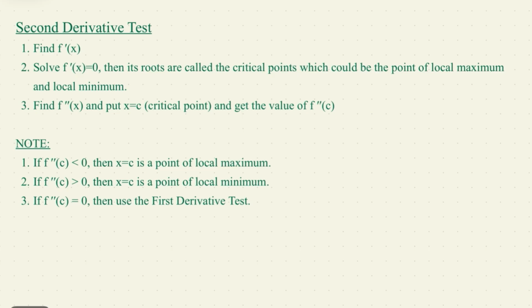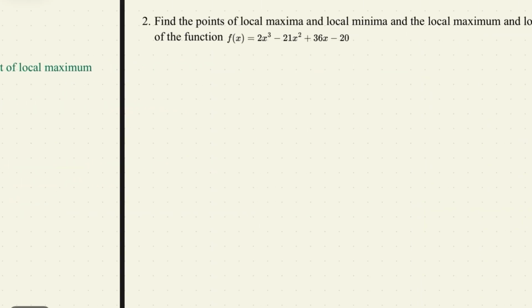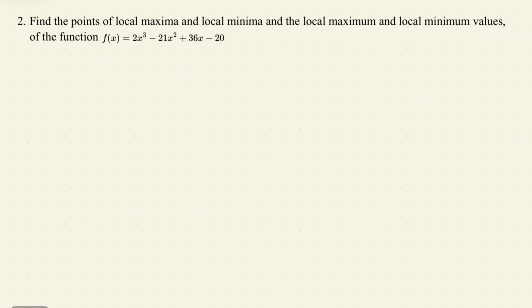So let us find the point of local maximum and local minimum using the second derivative test. Here is the given function. Let us first differentiate the given function. So here f dash of x equals 6x square minus 42x plus 36. Now let us differentiate again with respect to x, then we will get f double dash of x equals 12x minus 42.